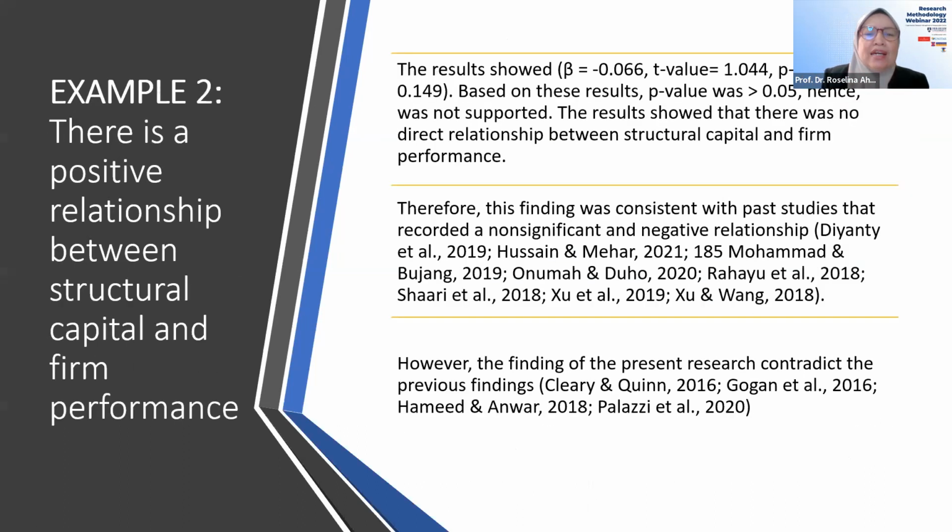Okay, so another example for the hypothesis: there is a positive relationship between structural capital and firm performance. She presented the results: the beta value, the t value, and the p value. Based on this result, it was not supported, isn't it? Because the p value is greater than 0.05. And she further affirmed the findings with a little implication here. This finding was consistent with past studies saying that it is a non-significant and negative relationship.